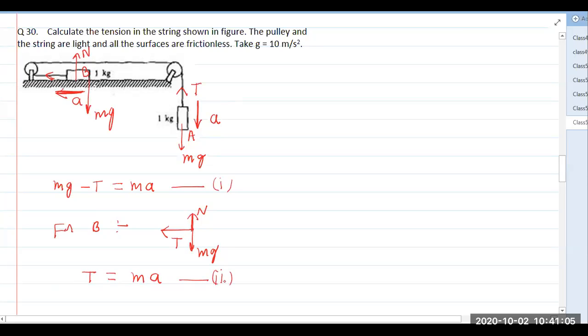Now you can solve these two equations. The best way to solve is to add equation 1 with equation 2. If you add these two, the tension will get cancelled. So we will have mg equal to ma plus ma. So a we are going to get is g by 2. So g is 10, divided by 2, so we are going to get 5 meter per second square.